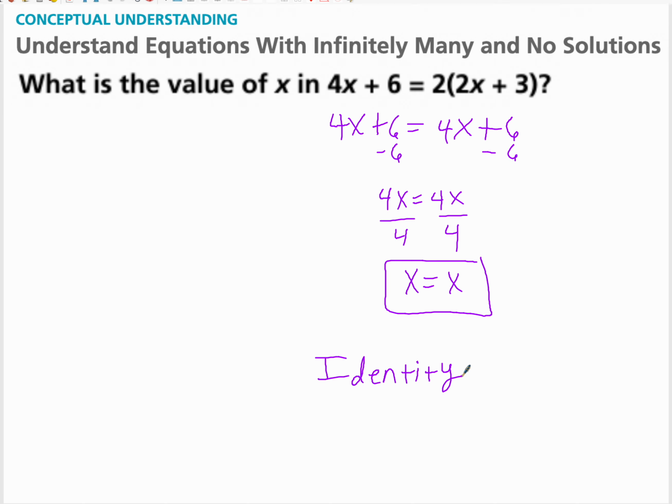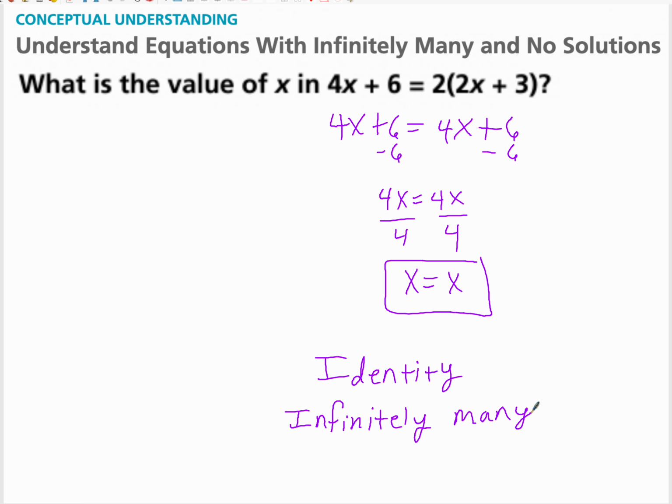If we end up with an identity, that means that it doesn't matter what number we put in for x. The equation is always going to work no matter what number x is. So this is a case of infinitely many solutions. An infinite number of values can be put in for x.